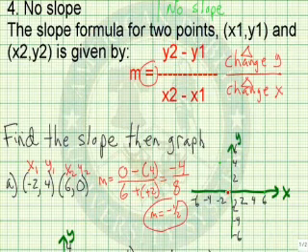Now if we plot the points -2, 4, notice each space here for x stands for 2 and each space on the y stands for 2. -2, 4, and 6, 0. So the line looks like this. We have a negative slope. Notice it's going downhill like we expect.